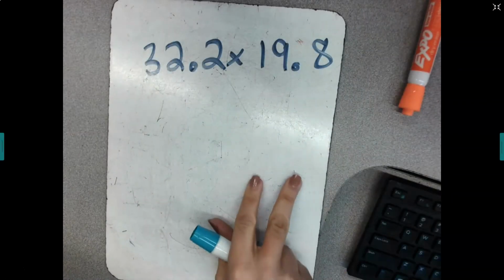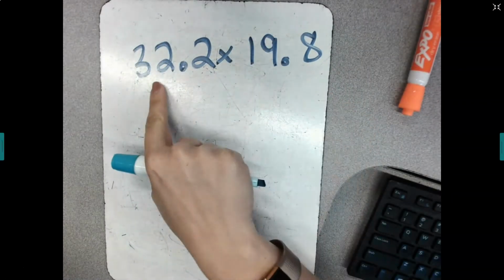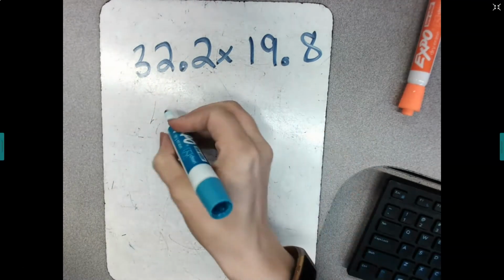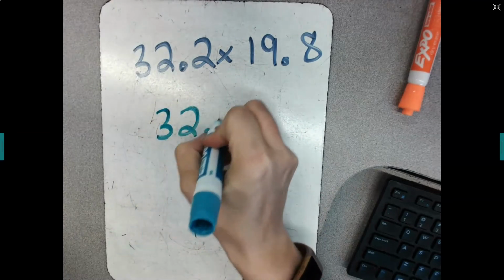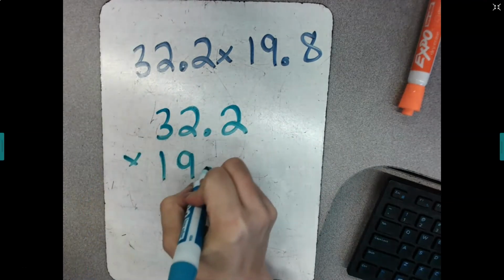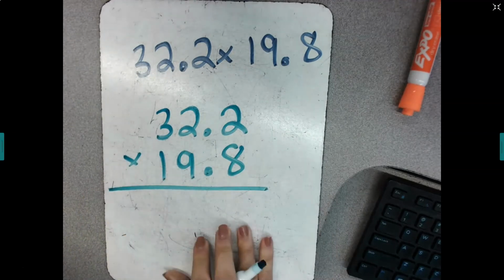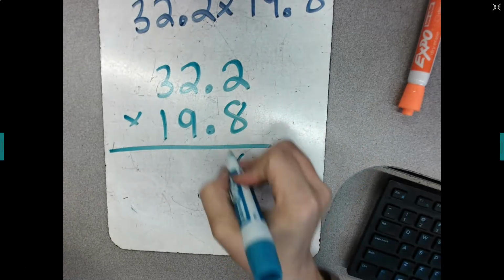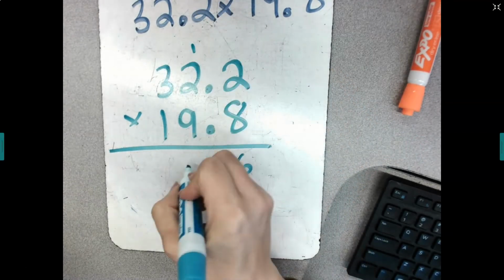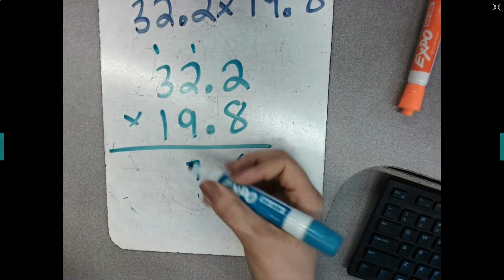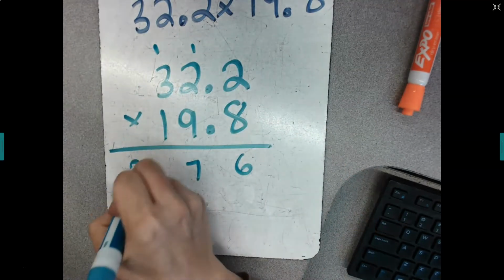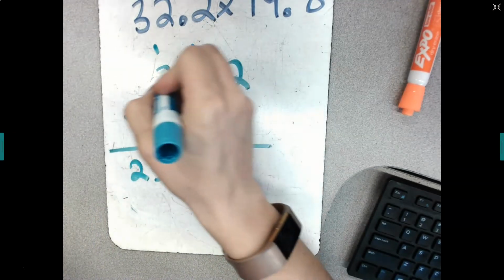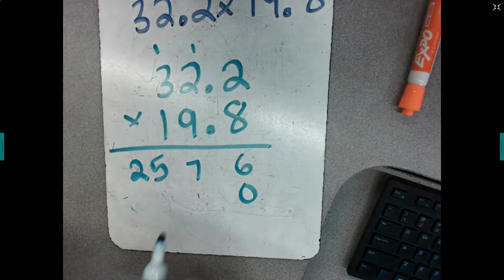Let's do one more. This time I have 32 2/10 times 19 8/10, or 32.2 times 19.8. This time I am lining up to do 3-digit by 3-digit multiplication here. So I'm going to start with 8 times 2 is 16. 8 times 2 is 16, plus 1 is 17. 8 times 3 is 24, plus 1 is 25. Put my placeholder 0 because now I'm going to be multiplying this by 90.